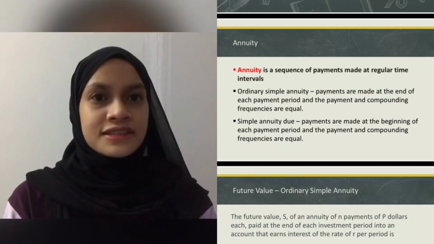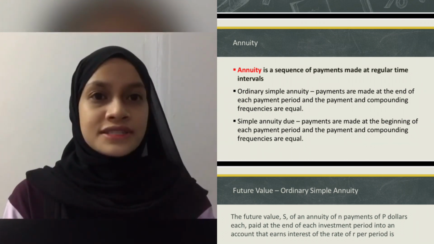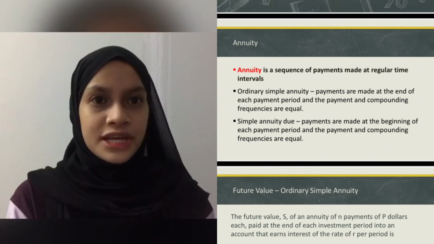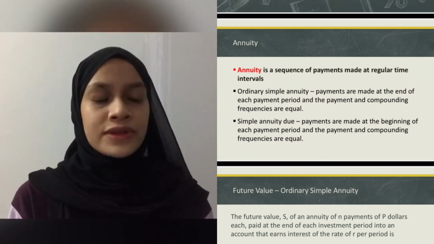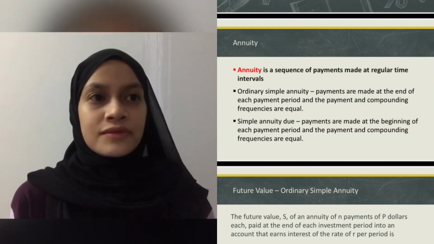Annuity is a sequence of payments made at regular time intervals. For example, shop rental, insurance policy premium, and regular deposit to saving accounts. Annuity can also be classified into many classes, such as ordinary simple annuity and simple annuity due. Ordinary simple annuity is a payment made at the end of each payment period, and the payment and compounding frequencies are equal.